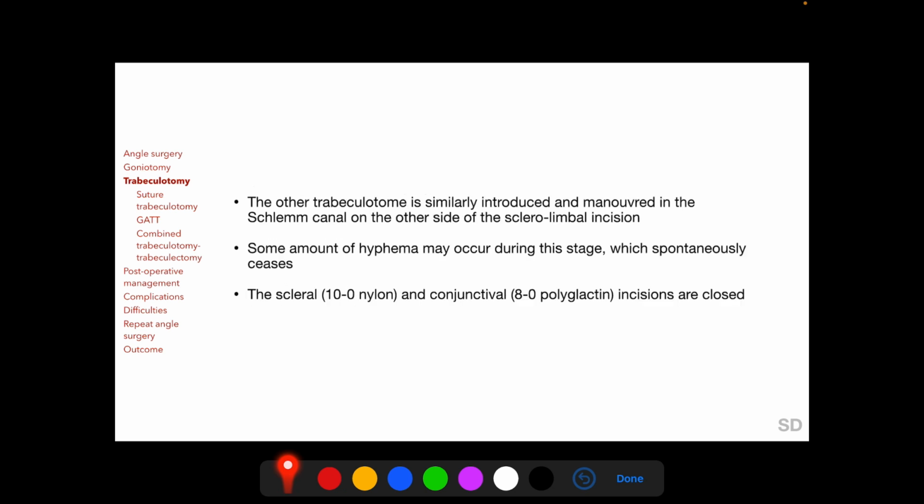This trabeculotome is then removed, and then the other trabeculotome of the pair is similarly introduced and maneuvered in the Schlemm's canal on the other side of the sclerolimbal incision. Some amount of hyphema may occur during this maneuver, which usually spontaneously ceases. The scleral and conjunctival flaps are then closed as in trabeculectomy.